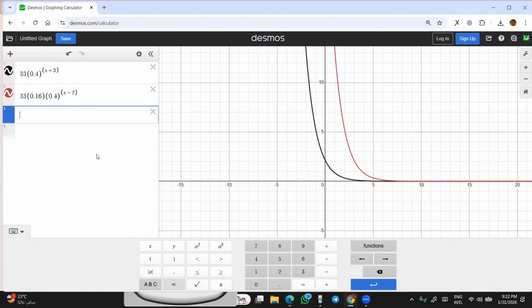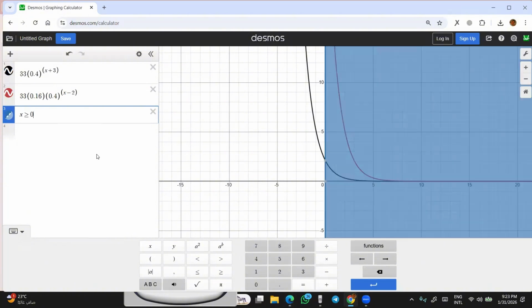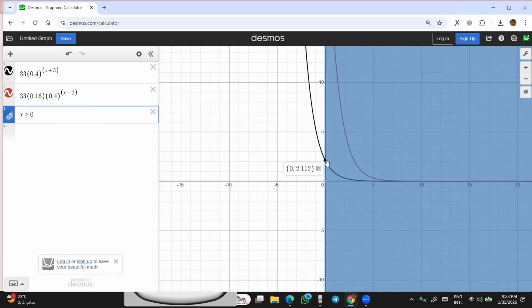X is greater than or equal to 0. And here we have this part. This means that we need to cut this graph in this area only. We don't need to look at the left one. So this point is the maximum of the graph when you are inside this area. That's the meaning of this.